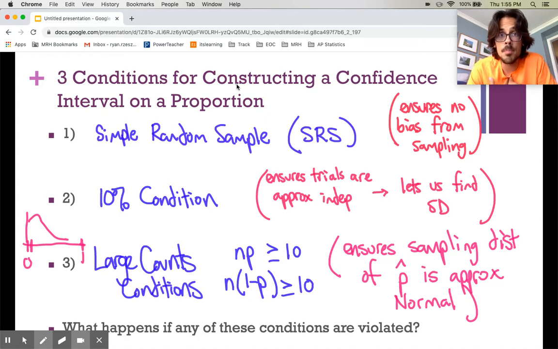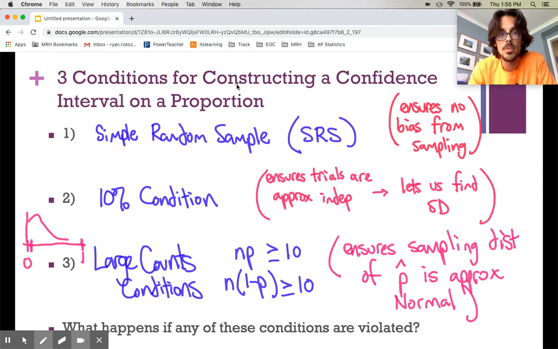So if I want to make an interval, I'm going to make an interval to help me predict P, real P. I'm not going to make an interval to help me predict P hat, because P hat is just literally what I got from my sample. If I wanted P hat, I would take a sample and I would look at P hat. I wouldn't have to make an interval. So anytime you make an interval, you make it for the parameter, which is the thing you don't know.